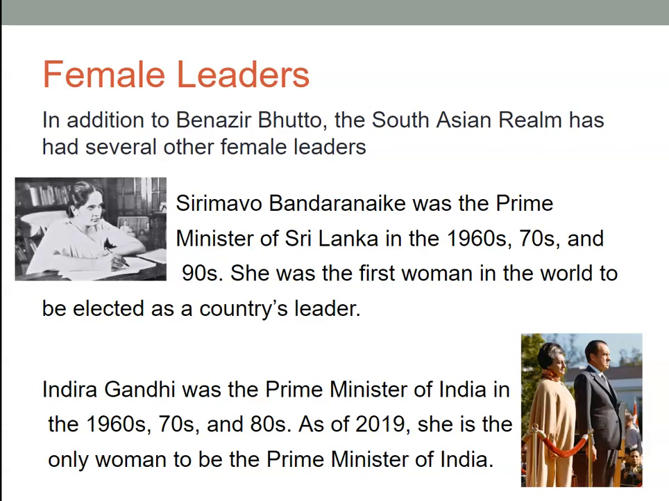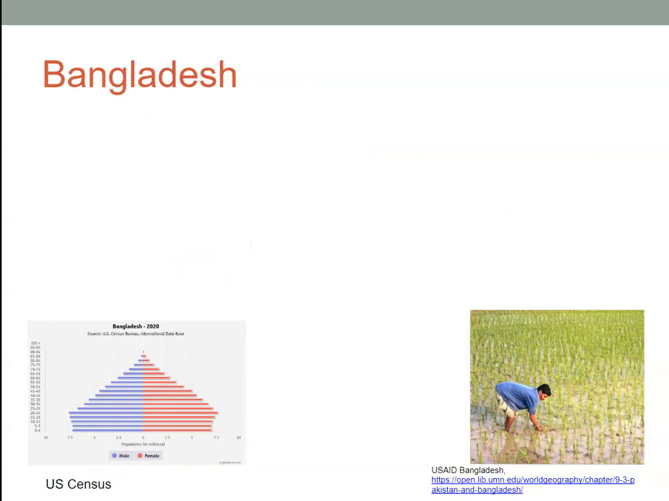We also have Indira Gandhi, pictured here with Richard Nixon in the 1970s, and she was the Prime Minister of India, and she had multiple terms. As of 2019, she is the only woman to be the Prime Minister of India. I just wanted to highlight that this realm has an exceptional history of having female leaders among its ranks. So if we talk about Pakistan in the west, we now look at Bangladesh in the east.